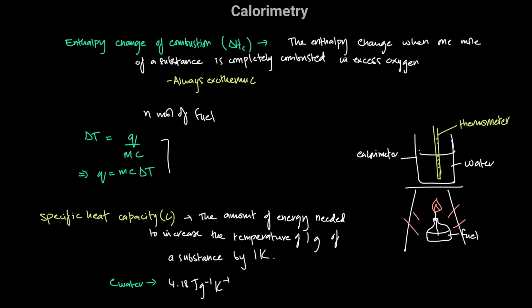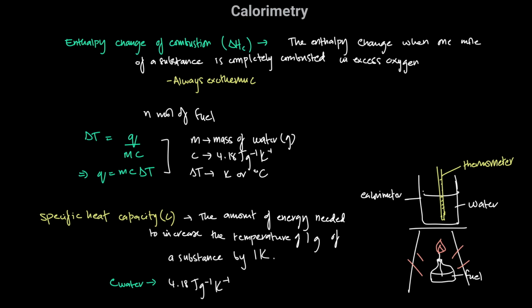So in this expression here, m is the mass of water in grams. C is the specific heat capacity of water, 4.18 joules per gram per Kelvin. And the change in temperature can be in Kelvin or degrees Celsius. It doesn't matter. So for example, let's say that my temperature changed from 20 degrees Celsius to, let's say, 80 degrees Celsius. The change in temperature would be 60 degrees Celsius.